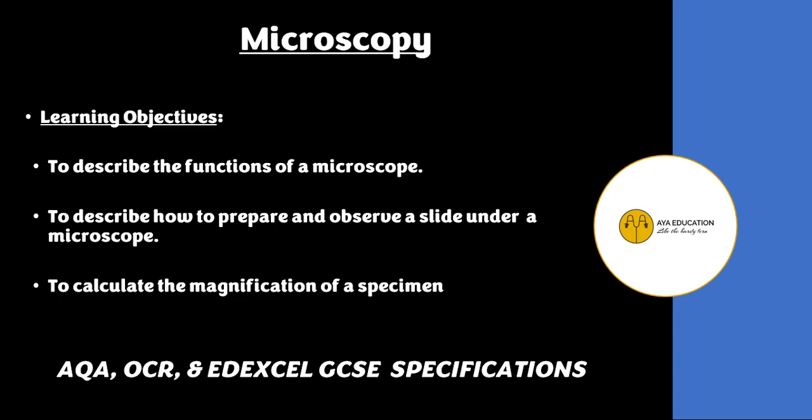This lesson is tailored to the AQA, OCR and Edexcel GCSE specification, but also suitable for all secondary science curriculums. In this lesson, we will describe the functions of a microscope, describe how to prepare and observe a slide under a microscope, and calculate the magnification of a microscope.